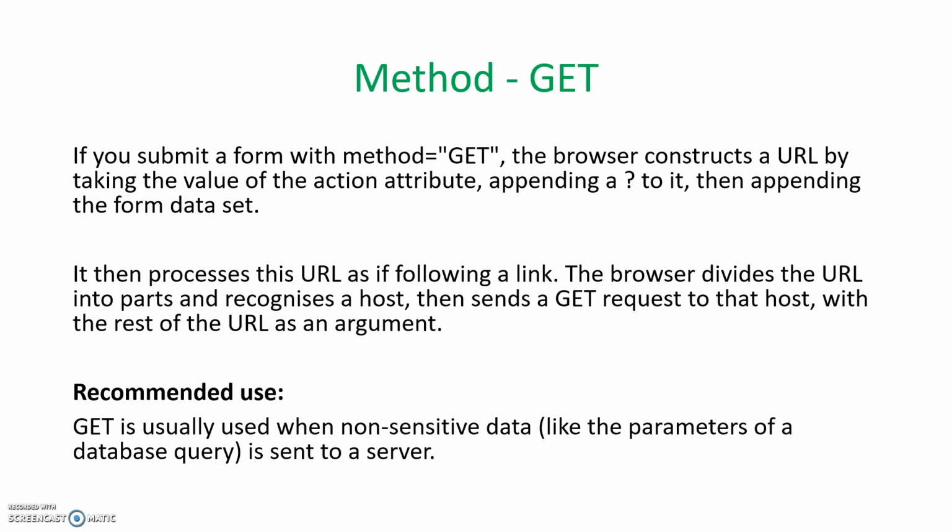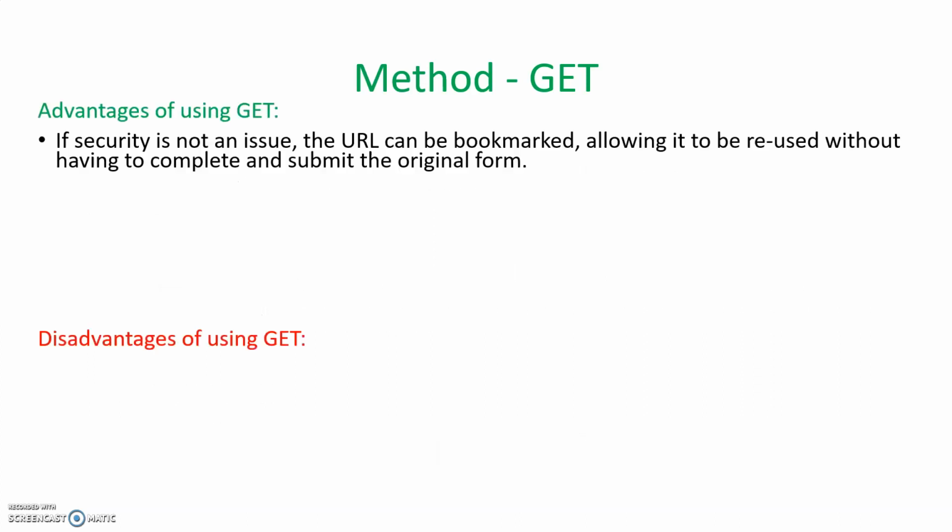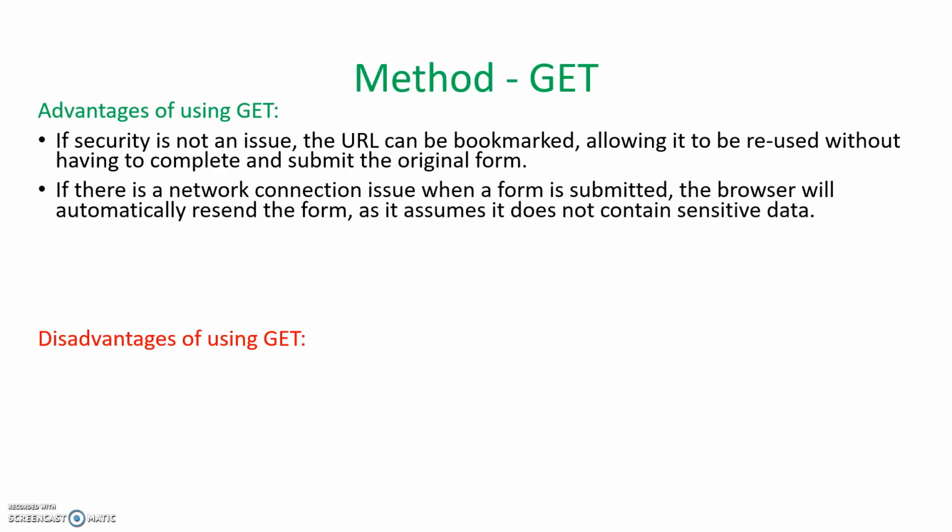So that's what a get method does. Okay, advantages of using the get method, well, there's a number of them. First of all, if security is an issue, the URL can be bookmarked, and if it's something you're going to be looking at again and again, perhaps you're thinking about buying a new car, for example, you're always going on to AutoTrader, you're putting in the same search criteria, your computer can save that URL, save that search, and it can be reused again and again and submitted quite easily.